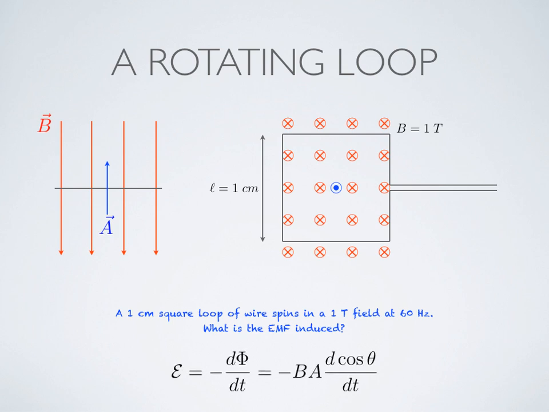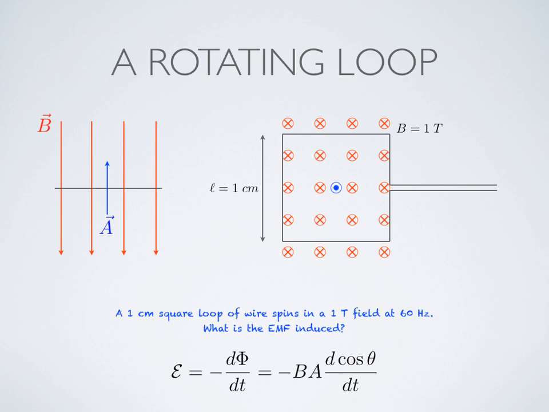And since the field and the area are constants, it's not like the wire is changing shape and it's not like the field is changing magnitude. It's just the angle between them that's changing. So the flux, BA cosine theta, it's that cosine theta term that is getting this done for me. So let's take a look at this.